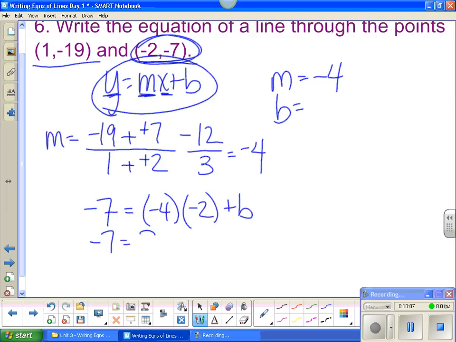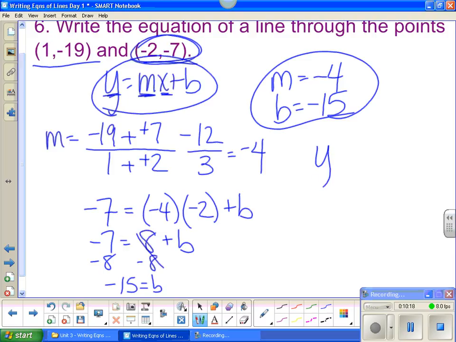So negative 7 equals positive 8 plus b. Subtract 8 from both sides. B equals negative 15. Use this information to write the equation of your line.